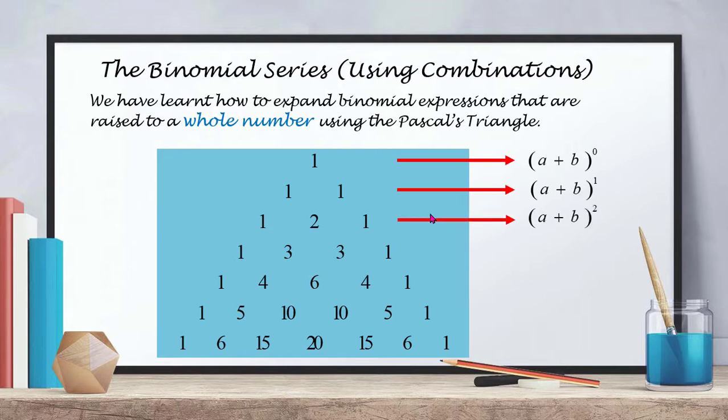We also said that if we want to expand a binomial expression raised to the power 2, we use 1, 2, and 1 as binomial coefficients. Furthermore, if we want to expand a binomial expression raised to the power 3, we use 1, 3, 3, 1 as binomial coefficients, and so on and so forth.